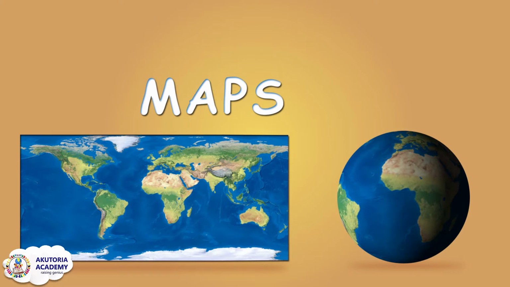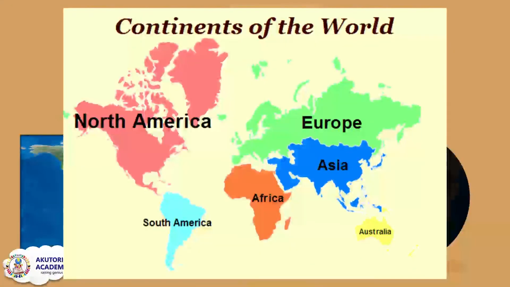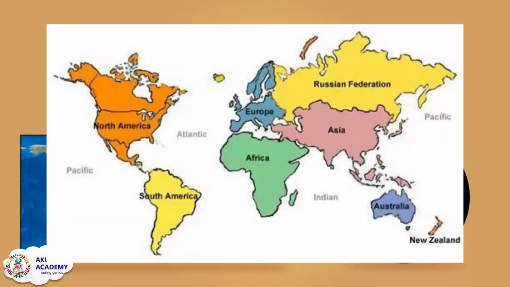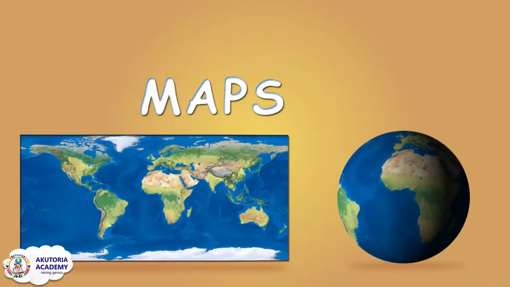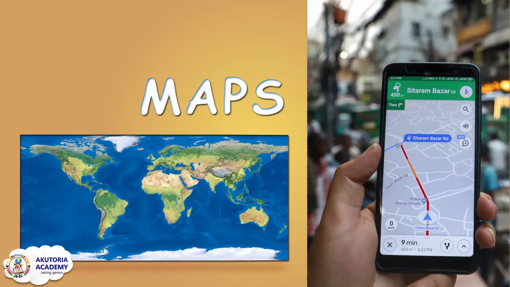A map is a drawing of a place. It could be the drawing of a village or a country or even the earth. A map is very easy to carry around, unlike a globe. Maps can be used to show countries, rivers, lakes, roads, etc. Maps help to show us directions.